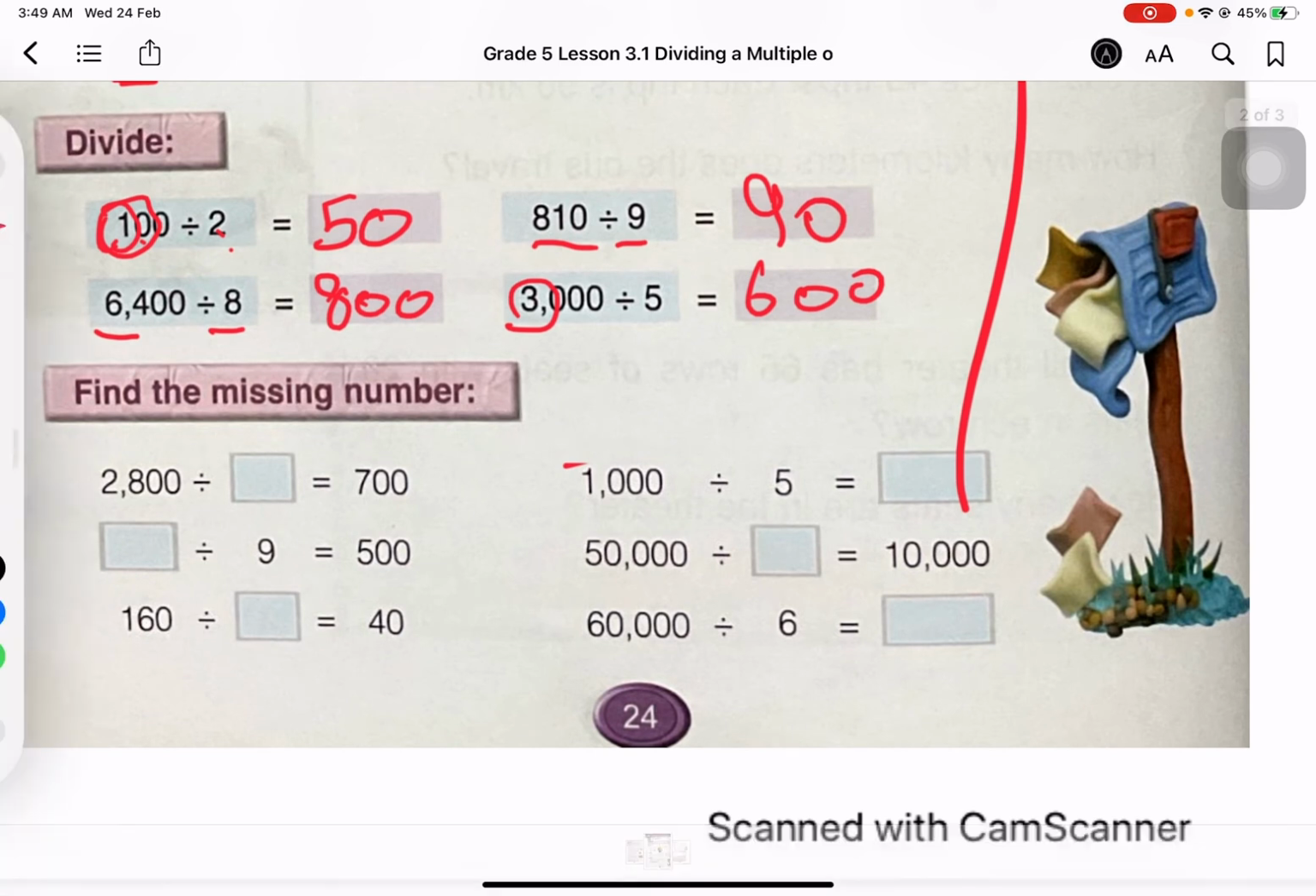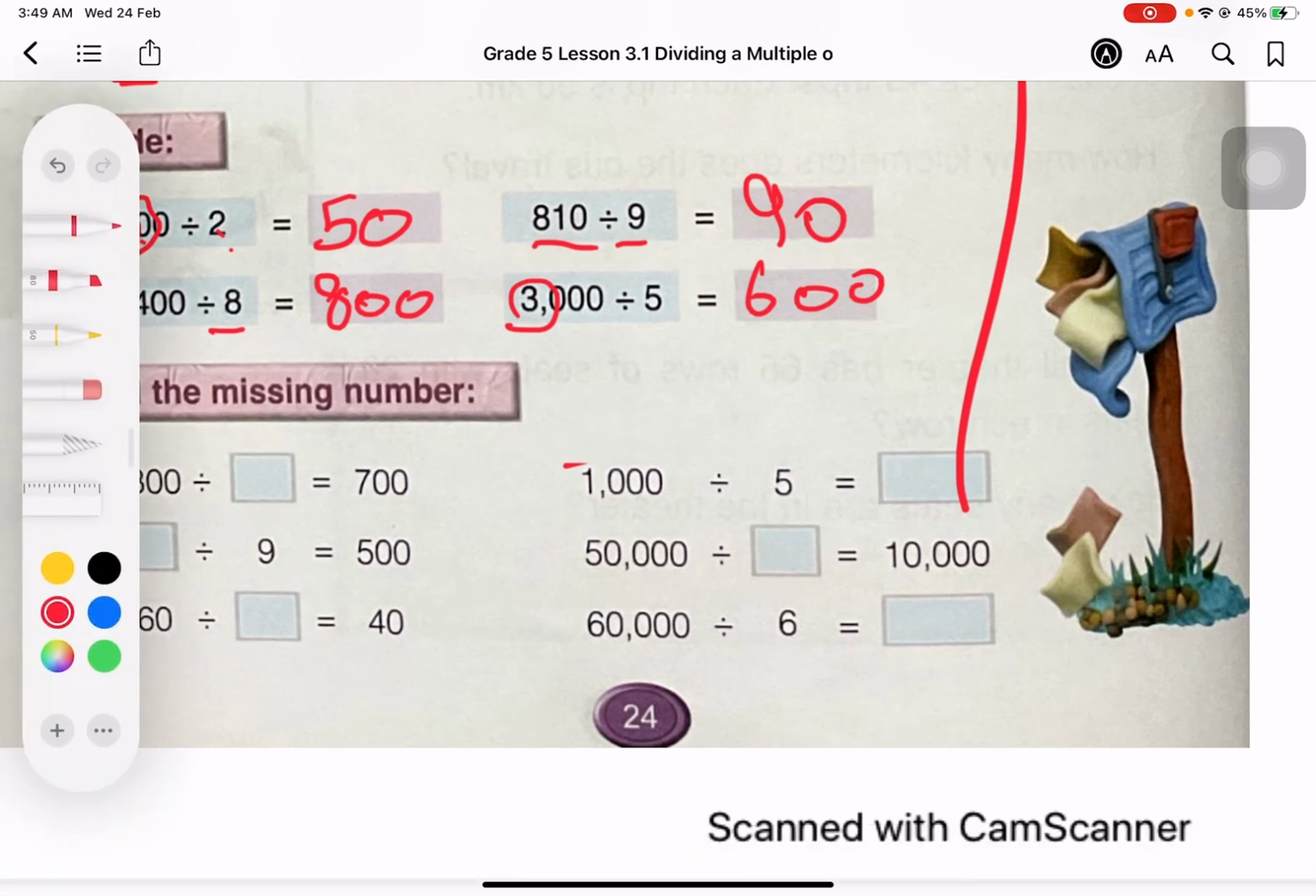Okay. Now let's go back and start solving this question. What is this question? It is 2,800 divided by what? You will get 700. These 2 zeros are here. So you are going to take only 28.